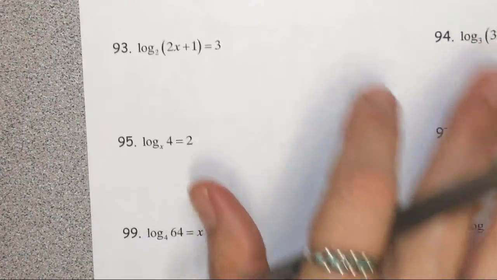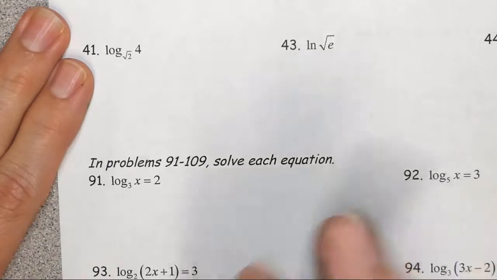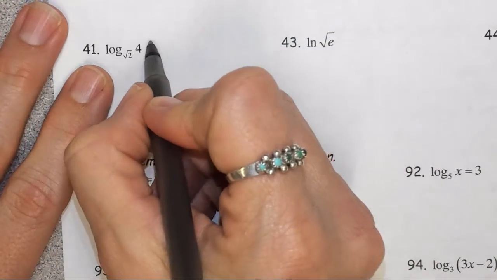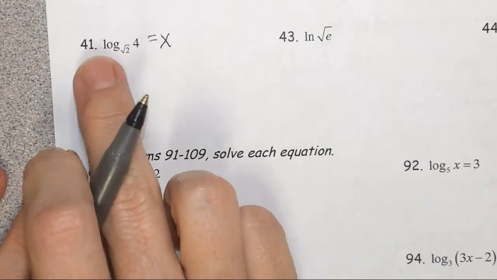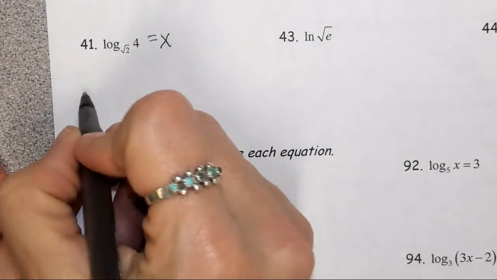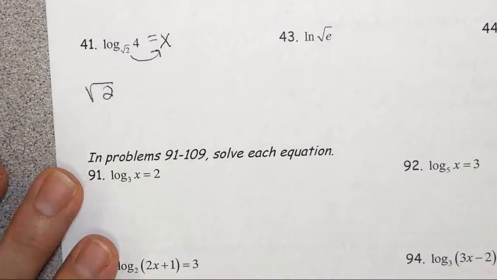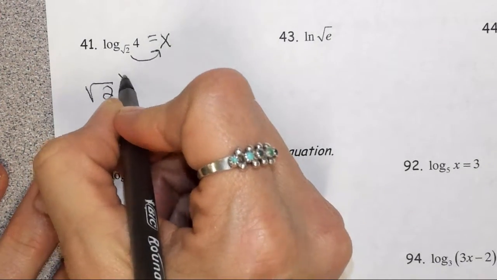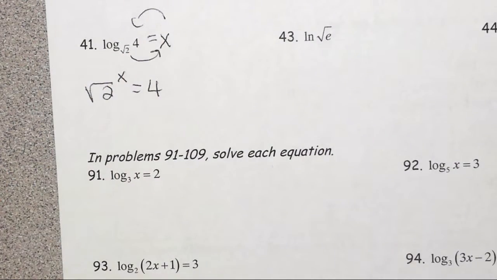We'll do one on the back. Let's go do 41. On 41, they want to know what does this thing equal. So right now we're going to say it equals x. It's a log problem. My base is the square root of 2. So log roll for me. Square root of 2 to the what? Equals 4. Okay, so now it's like last night. So everybody wake back up.